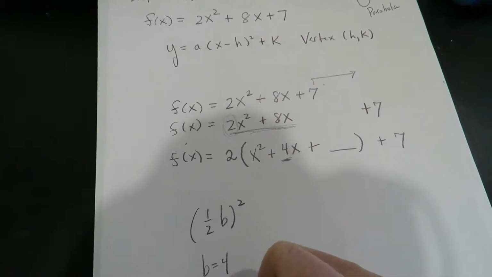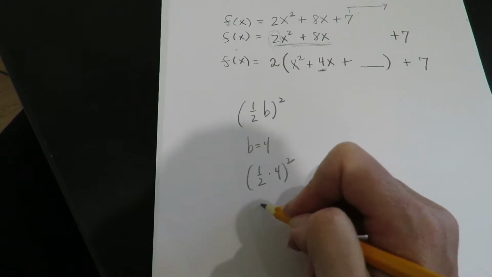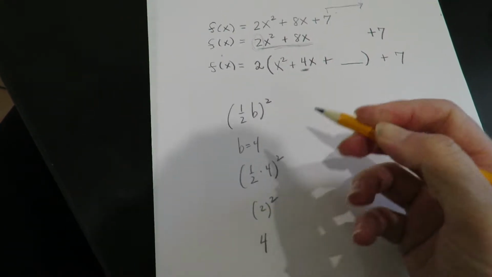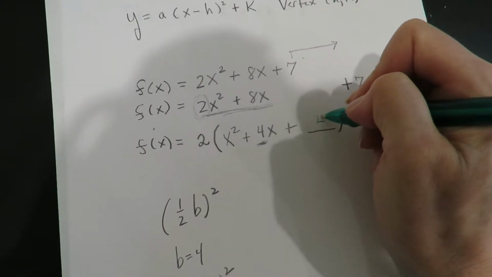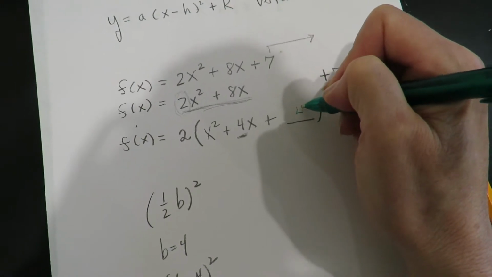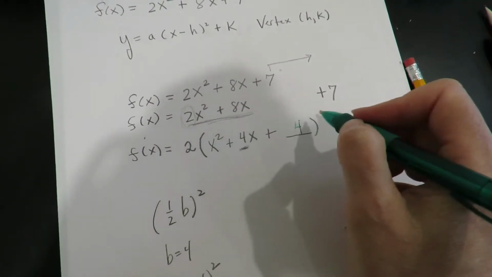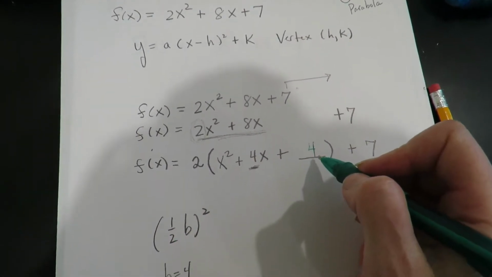So I'm going to plug this in. I'm doing 1/2 times 4 squared. 1/2 of 4 is 2. 2 squared is 4. Alright, so this means that for this to factor into a perfect sum, it's going to be 2 photocopies of the same thing. I have to have a 4 here.